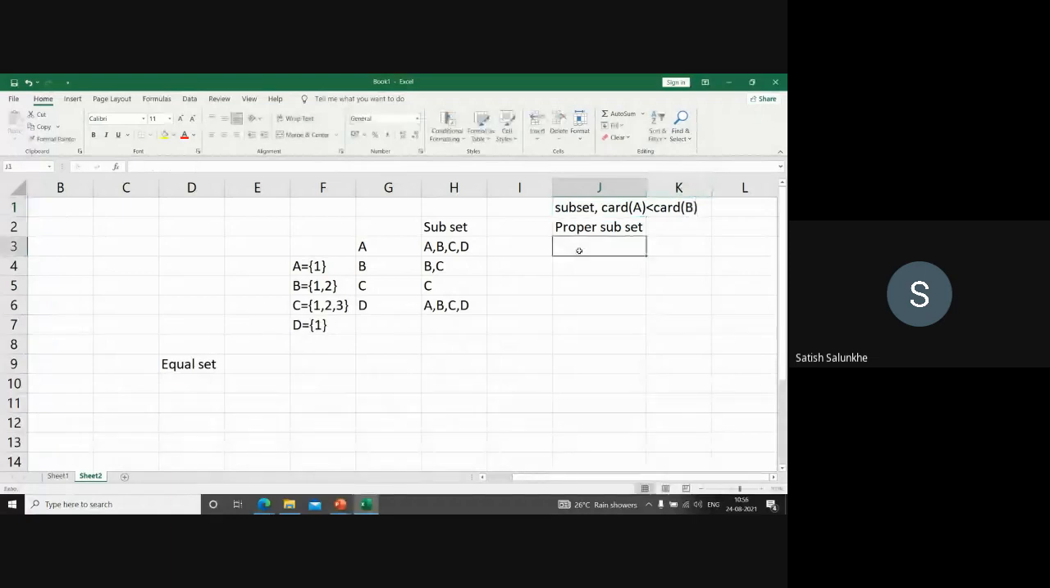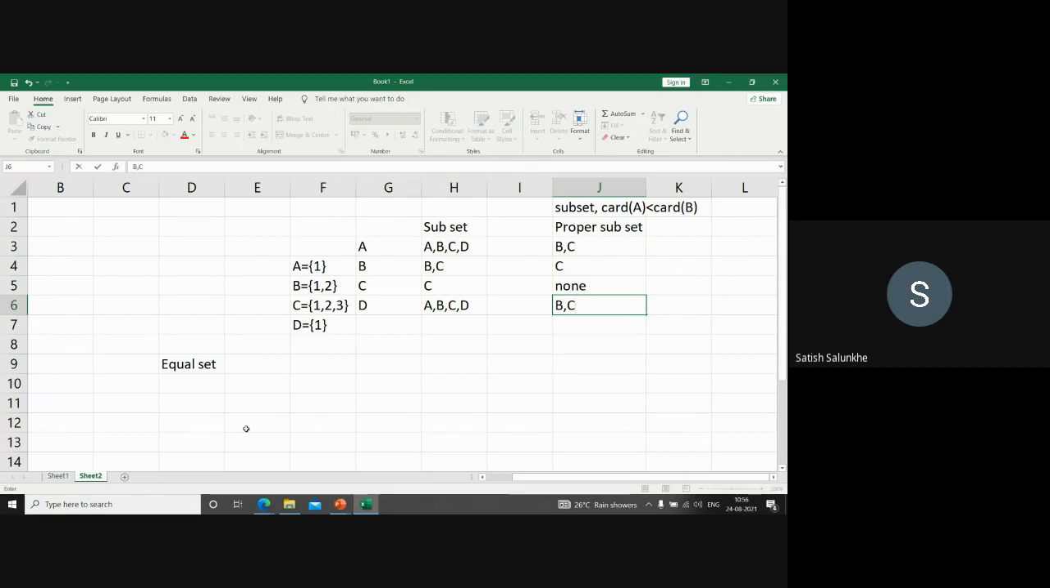Now tell me what are the proper subsets of A with respect to this example. B and C. Okay. With respect to B, C. With respect to C, no one, none. With respect to D, B and C. B comma C. Perfect. All right.